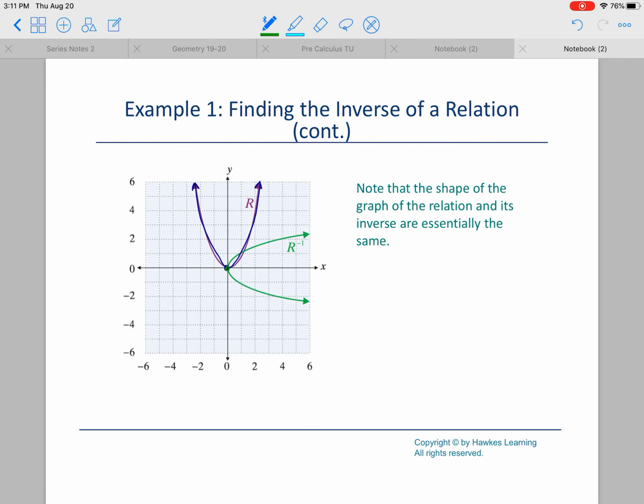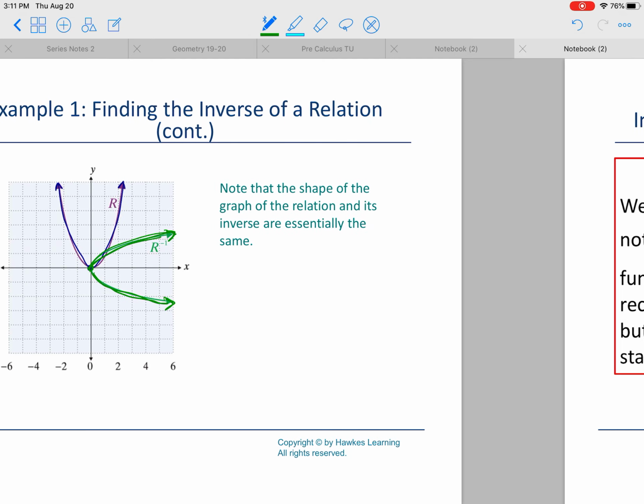Okay, I have on my domain all here. I start at 0 and then my x values can go to infinity, but my y values are all real numbers, negatives and positives. Now if you look at the graph, note that the graph of both of these has just been turned, but essentially it has the same shape. The inverse and the relation do, so keep that in mind.